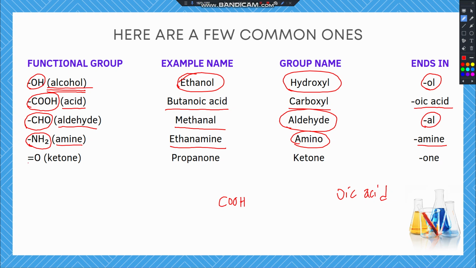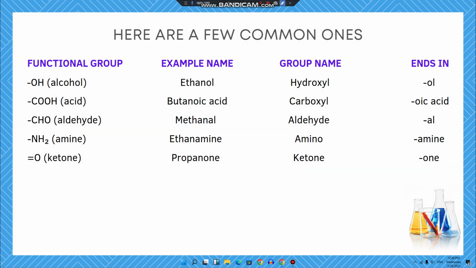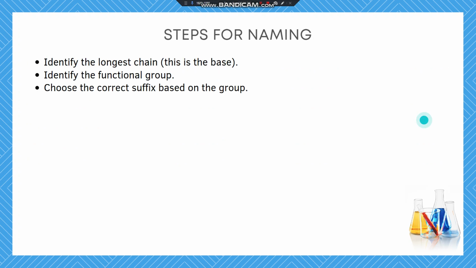And then finally, we have this functional group called the ketone functional group. One example of a compound that contains it is propanone. I'm going to be showing you all of this, so do not worry. And the group name is called ketone, and the end of the name of a compound that contains it is "one", pronounced "own". So now that we've talked about some of the common functional groups that we have, let's see the steps for naming them, and then we'll get into some examples.